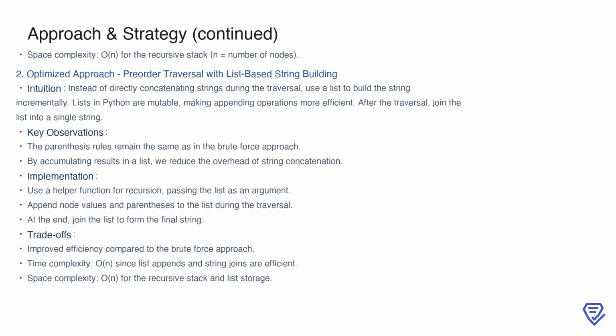The parenthesis rules for constructing the string remain the same as in the brute force approach, but the key difference lies in efficiency. By appending values in parentheses to a list during the traversal and joining the list into a single string at the end, we achieve a linear time complexity of O(n). This approach also has a space complexity of O(n), accounting for both the recursive stack and the list used for string building. Overall, this method strikes a balance between simplicity and performance, addressing the inefficiencies of the brute force solution.